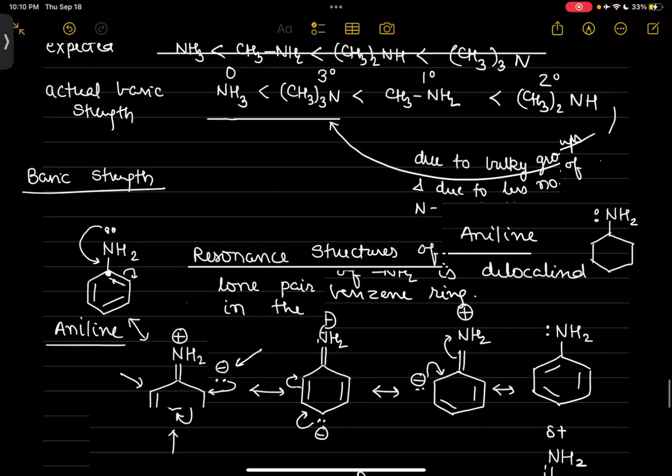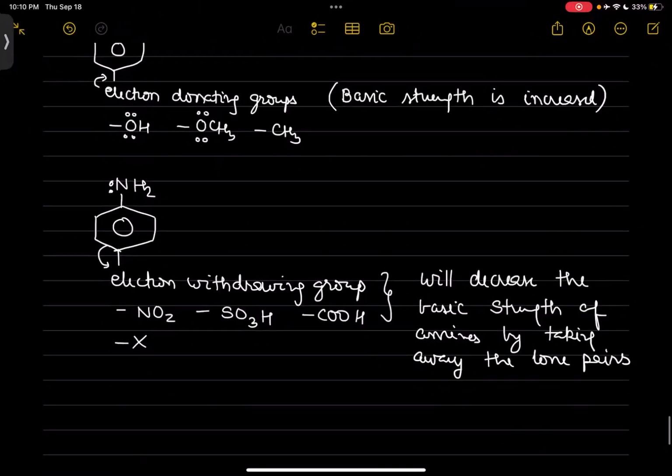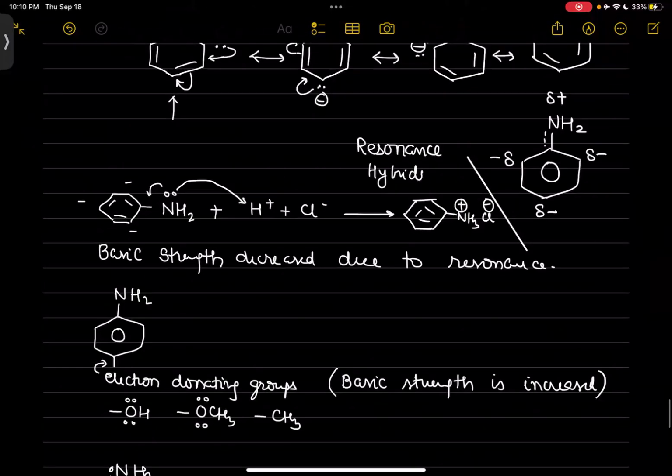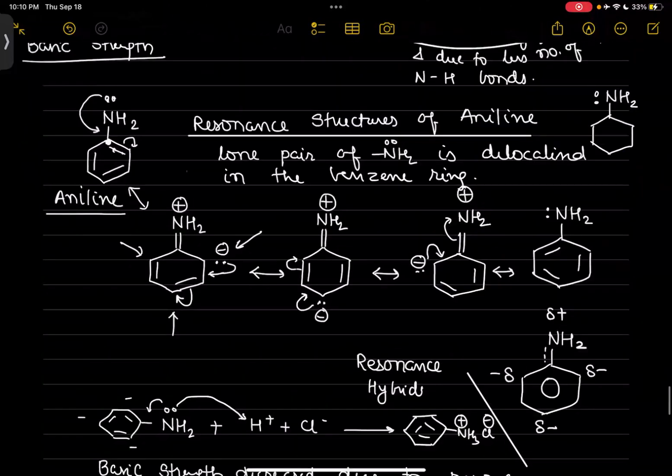And if it is not doing resonance, if it is an aliphatic amine, and this is an aromatic amine. Got it? Because the lone pair is not fixed, it can move into the benzene ring, and because of that, its basic strength has gone down. And if you put some more electron withdrawing groups, its basic strength is going to go down further. Is it clear or not?